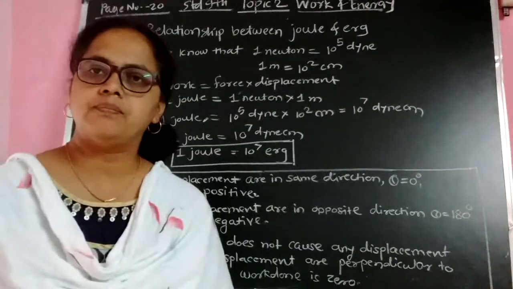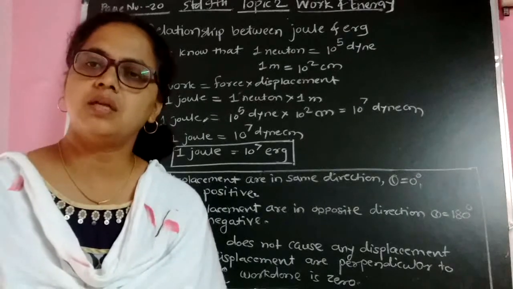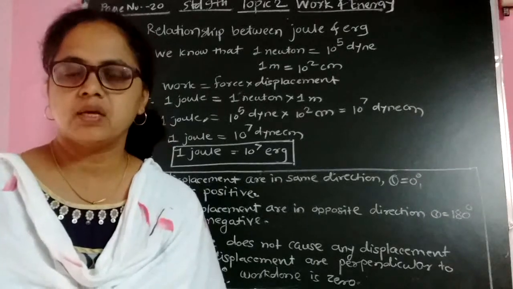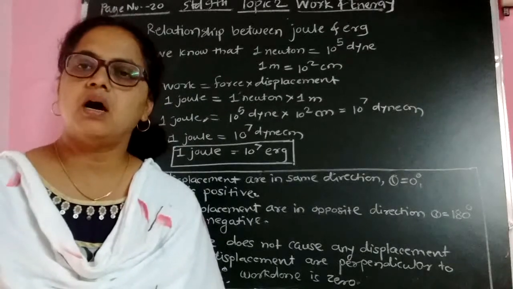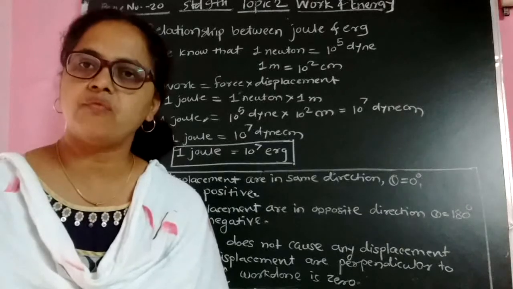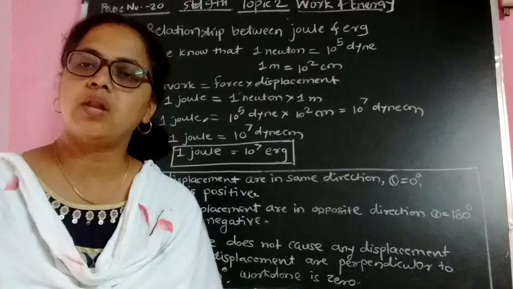We find out the relationship between joule and erg. Joule is the SI unit of work done and erg is the CGS unit of work done. What is the relationship between 1 joule and erg?